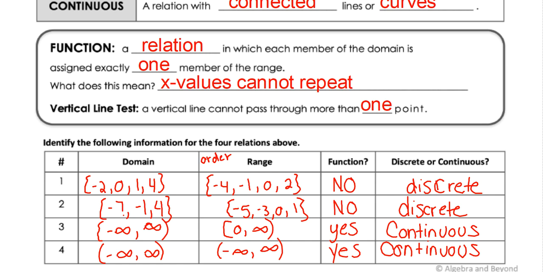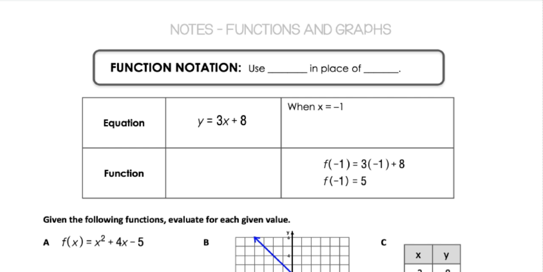So those are some function basics. Let's talk about some function notation now. In function notation, we use f of x, f parentheses x, instead of y. So it's just a different way of writing it, but it represents the same thing.